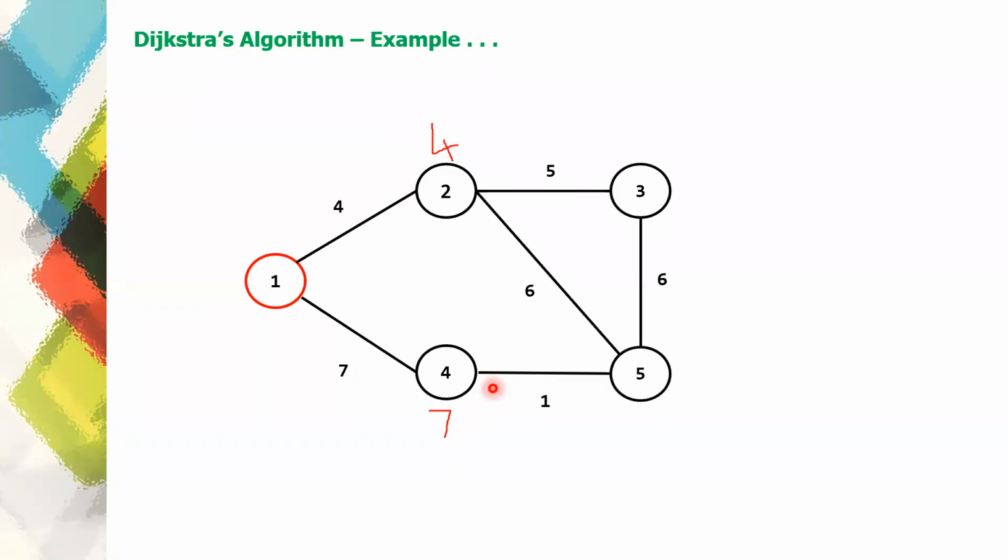Now for the remaining vertices, I consider vertex 3, but the source vertex is not directly connected to vertex 3. Hence, its distance will be infinity for now. In this step, the distance from 1 to 3 will be infinity. In the upcoming steps, that distance will be updated. From 1 to 5 also, there is no direct path, so the distance of 5 will also be taken as infinity.